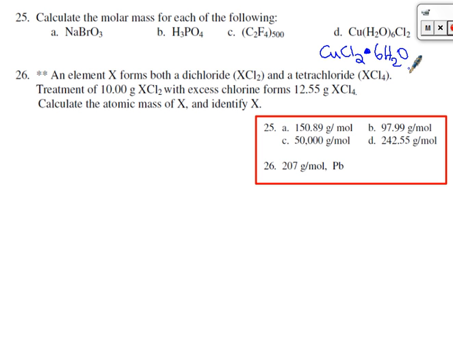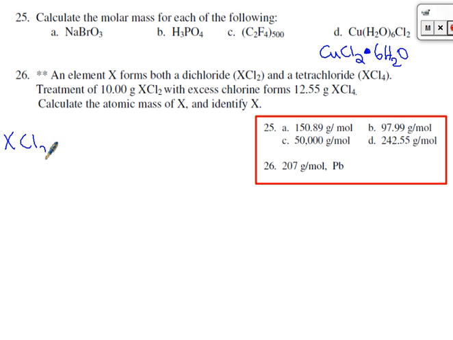We have this unknown element, X. It can have 2 possible oxidation states. So you have X dichloride and X tetrachloride. Treatment of 10 grams of X with excess chlorine yields 2.55 grams. Let's look at that.